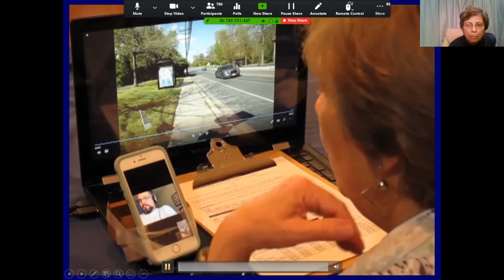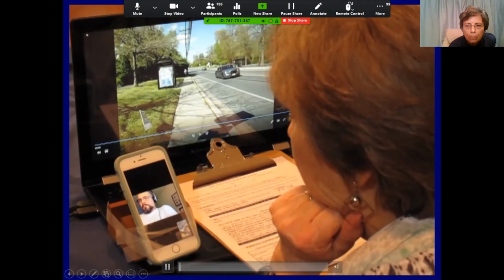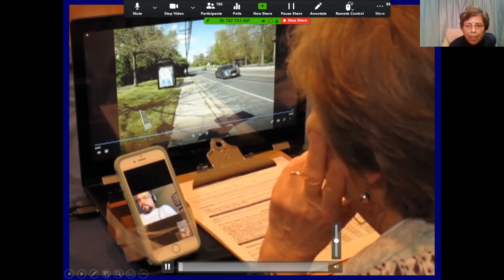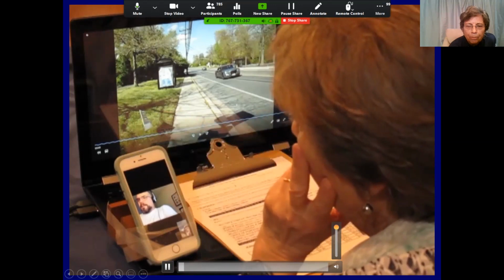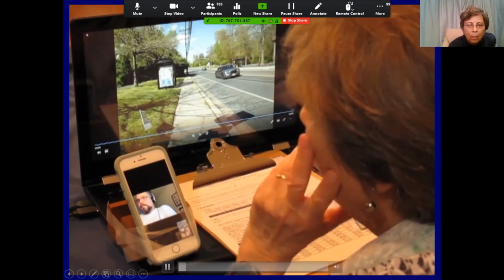So given that whole picture, what do you think is the likelihood that they're going to stop for you? I'm sorry, this is just a segment of it. There's a high likelihood. High likelihood that they'll stop.